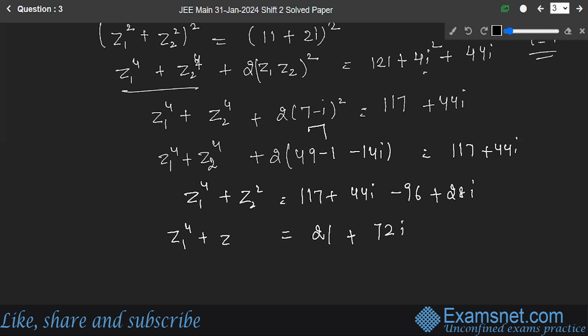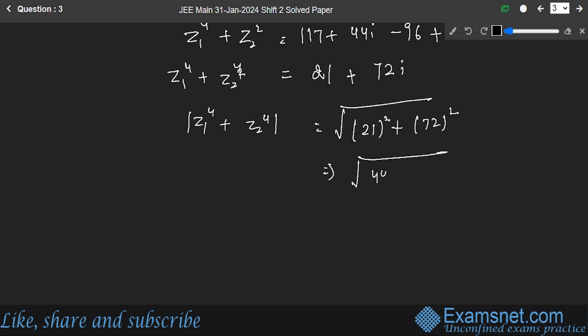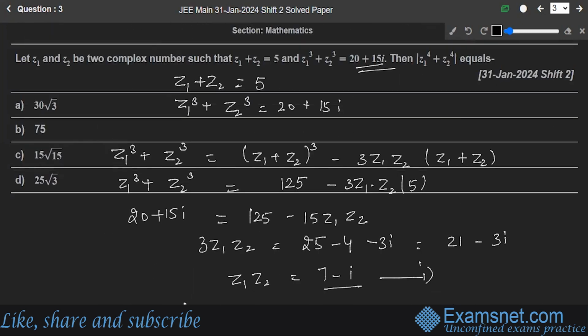Z1 power 4 plus Z2 power 4. Now you have to find out the magnitude of it. Z1 power 4 plus Z2 power 4. Magnitude is given by root of 21 square plus 72 square, which is equal to root of 441 and 72 square is 5184. That gives me root of 5625, which is equal to 75. So that's it. This is what you needed to find out in the question. The magnitude of this is 75, and you have option B as the right answer. Hope you're clear with this. Let's move to the next question.